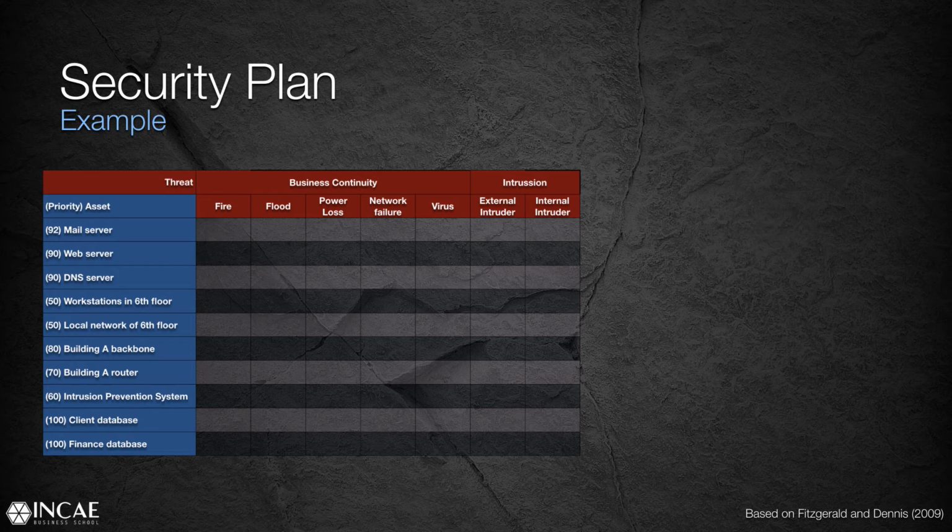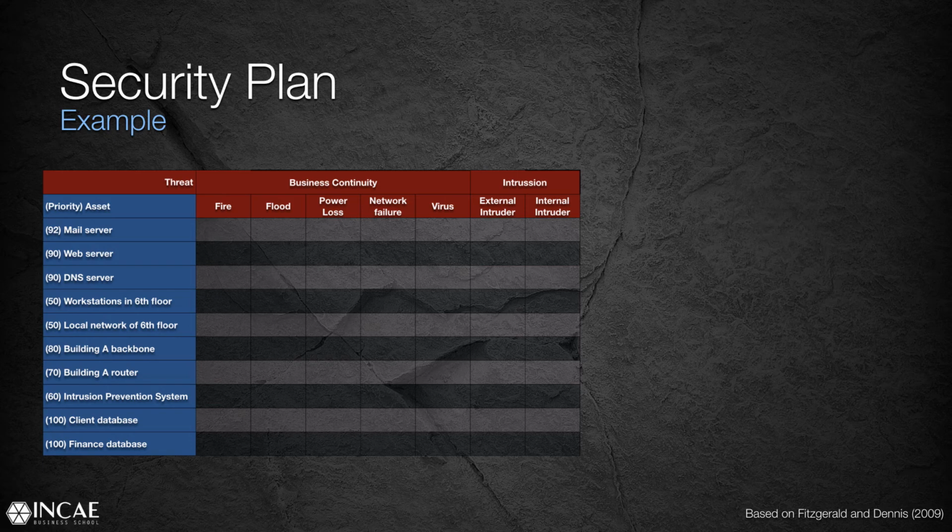So that's the first column. In the first row, we're now listing the potential threats. And this is a very short list that has the sole purpose of serving as an example. Lists are always going to be much longer, and at minimum they should include both business continuity and intrusion threats. So in the business continuity camp, we have fire, floods, power losses, network failures, viruses. All these can disrupt, destroy, or cause a disaster to our infrastructure. And we also have intrusion, which can come from external or internal intruders.